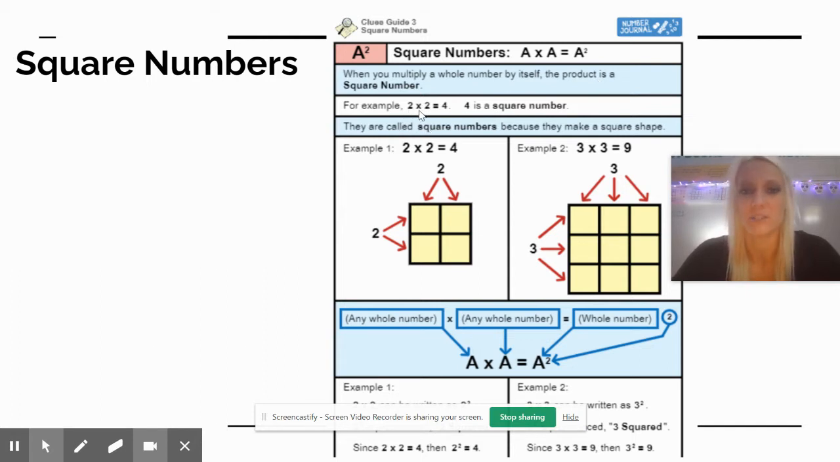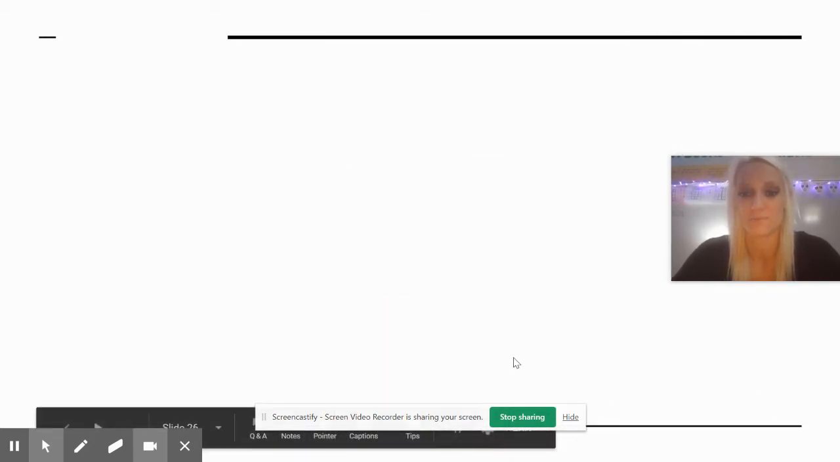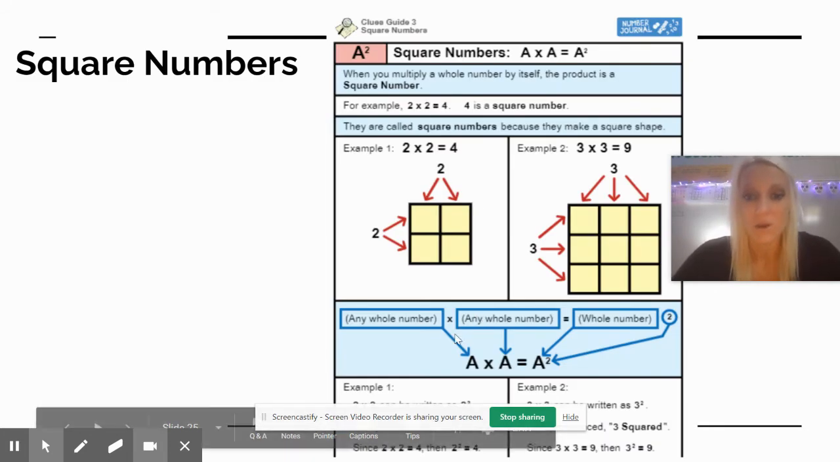So when you multiply 2 times 2, it equals 4. 4 is a square number. We're showing this with our square blocks: 1, 2, 3, 4. 2 times 2 is 4. Here we have 3 times 3: 1, 2, 3, 1, 2, 3. 3, 6, 9. 9 is a square number. Any whole number times itself should give you a whole number squared.